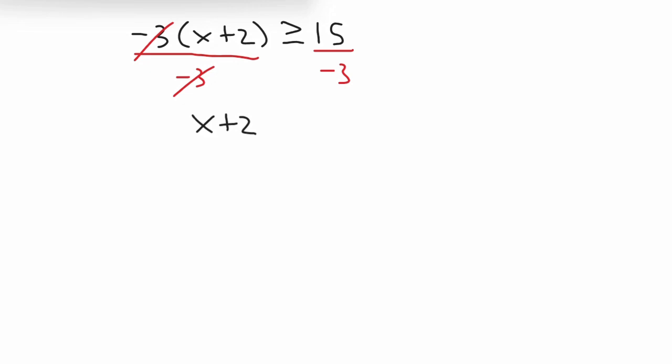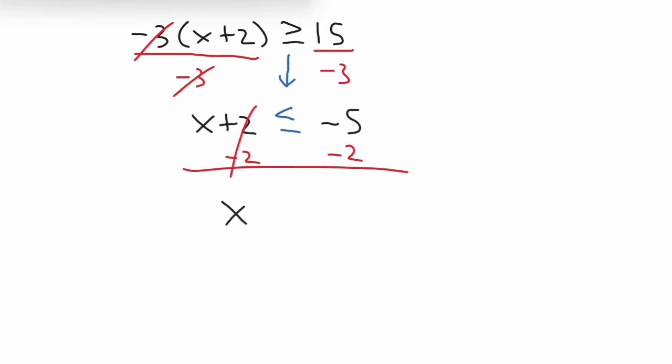Since we're dividing by a negative 3, you have to change the direction of your inequality. So instead of being greater than or equal to, it's going to be less than or equal to. That's only if you multiply or divide by a negative with an inequality. And then we have 15 divided by negative 3 is negative 5. Okay, so we need to move the 2 to the other side. The way we do that is subtract 2, subtract 2. The 2's cancel. We get x is less than or equal to negative 5 minus 2, which is negative 7.